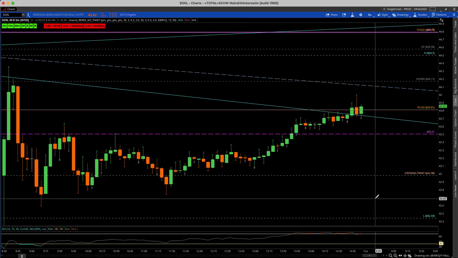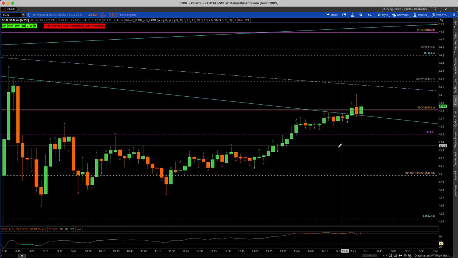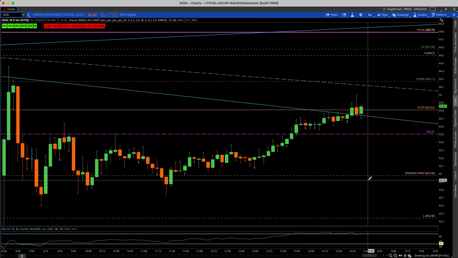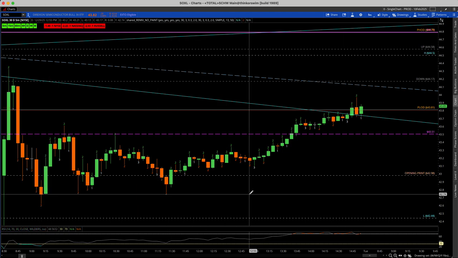And what we look for is we look for higher lows at or above this opening print level to get into calls, and we look for lower highs at or below this opening print level to get into puts. And you can see today, it was a choppy day. It didn't really go anywhere. It was a slow grind up after a little bit of volatility in the morning.